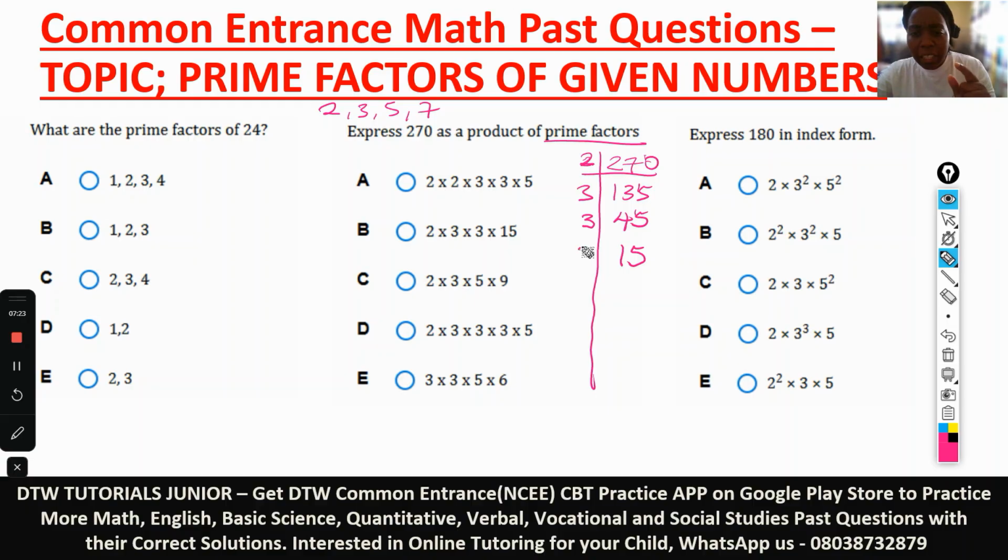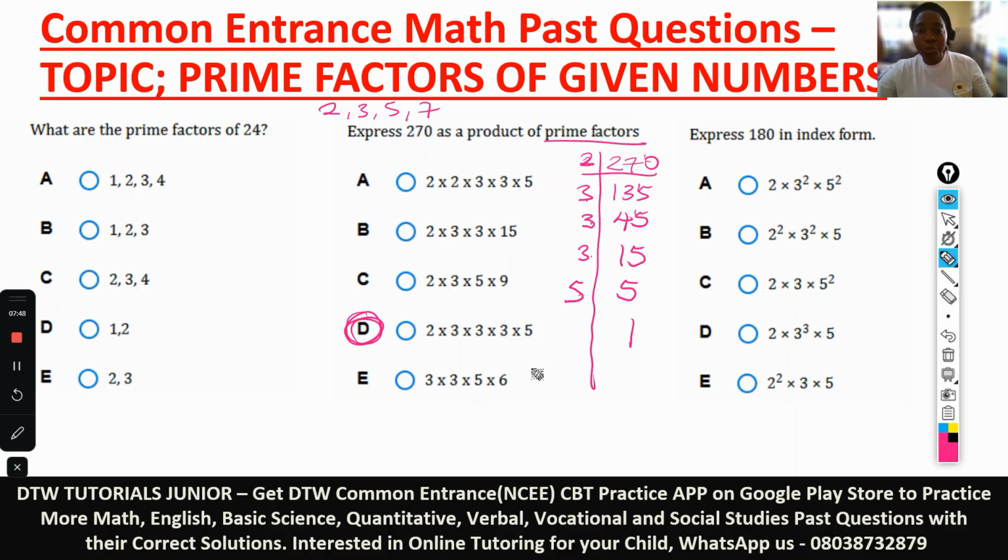All right, so can 3 go here again? Can 3 go in 15? Yes, it can go. It will go 5 times. Can 3 go in 5? No. What is the next prime number that can go in 5? It's 5. So we put 5. So 5 will go here 1 time. So we have our answer: 2 times 3 times 3 times 3 times 5. And where is the answer here? That is option D. Do you see this?